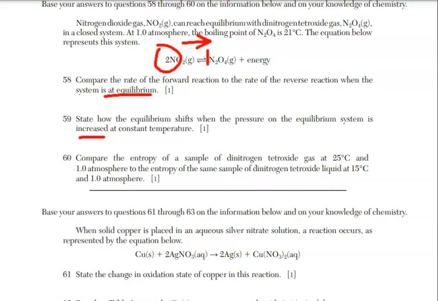For question 60, compare the entropy of a sample of the dinitrogen tetraoxide gas at 1 atm to this same substance as a liquid, now at 25 degrees Celsius and 1 atm. Well, anytime that you have a gas versus a liquid, you have a higher entropy, right? More disorder, more randomness. The particles, in this case molecules, are freer to move. So the entropy of the gas is greater than the entropy of the liquid.